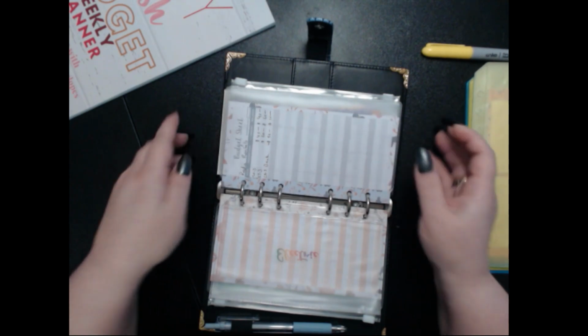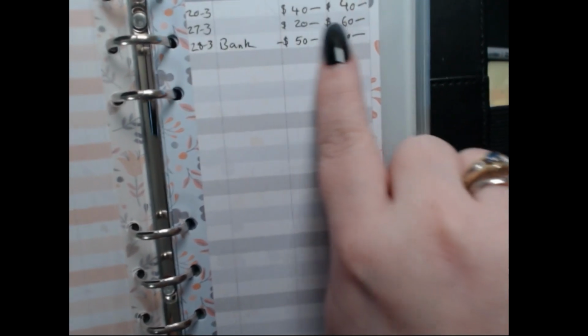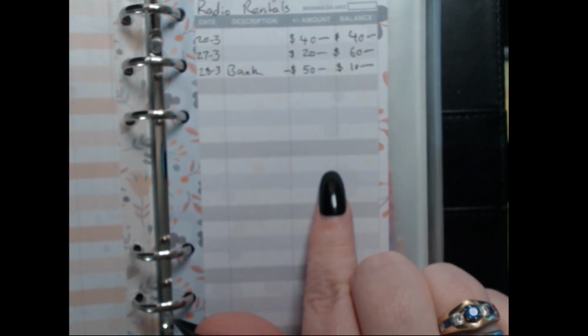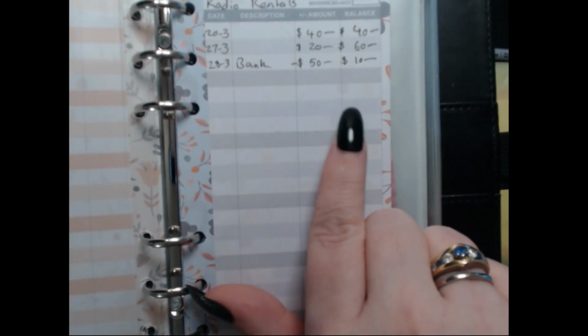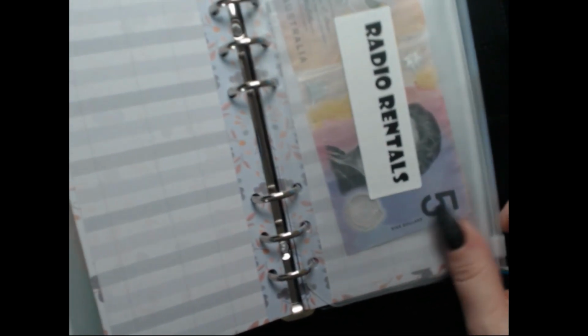You can see here, let me bring it up a bit more, that I put 40 in on the 20th, then the next week I put another 20 in and I had 60. Then I banked 50 and paid it onto my Radio Rentals immediately, and I've still got $10 in there, which you can see when you flip over.